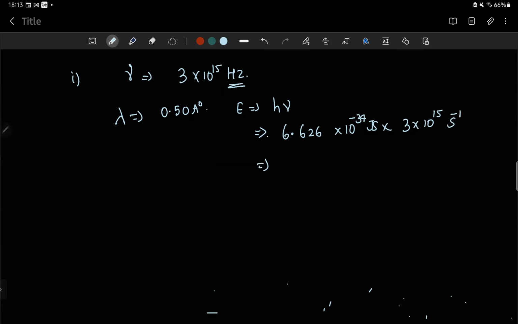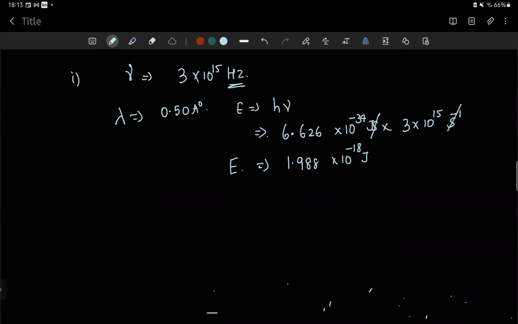So what will happen is, this second and second inverse will get cancelled. Now if we simplify both of these, we get 1.988 into 10 to the power minus 18 joules. So what did we get from this? We got E, the energy of the photon.